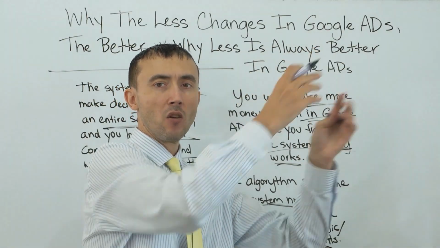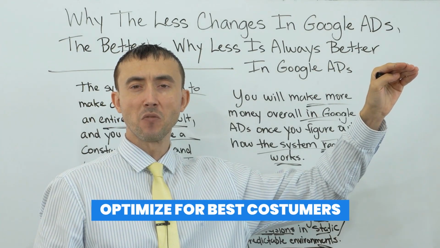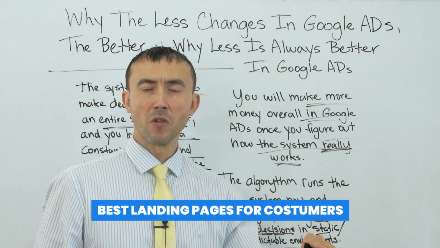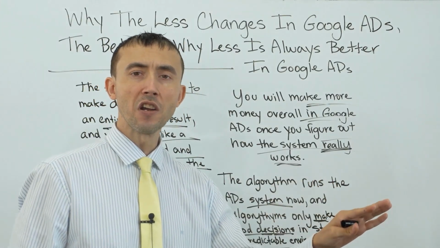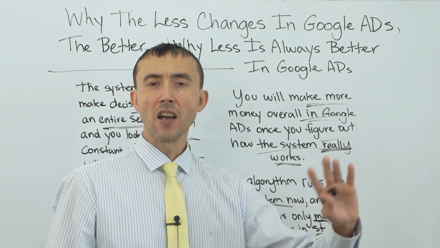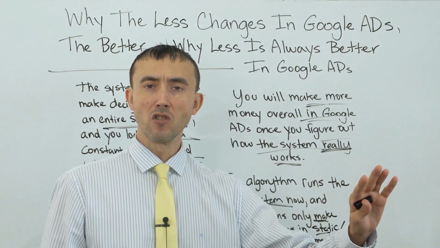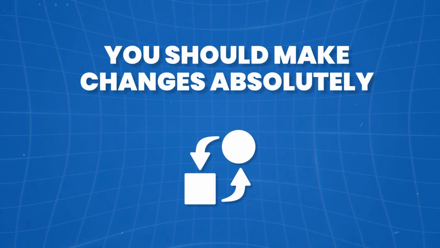So, getting into the minutia of this and knowing how to get from where you're at now to the top of the mountain where all the money is, because you've optimized for the best customers and found the best ad, the best landing pages, and the best targeting for your brand, without discouraging the algorithm so that it doesn't take you as a serious contender for the top spots on Google or YouTube or whatever because you're too unpredictable. What you should do is make changes, absolutely, on an ongoing basis. Just do not make too many changes at once, okay?